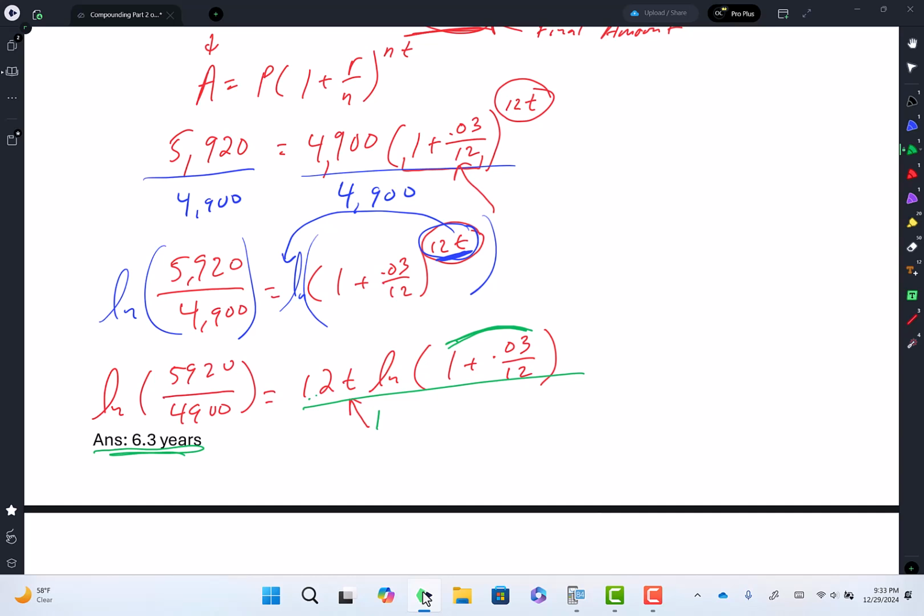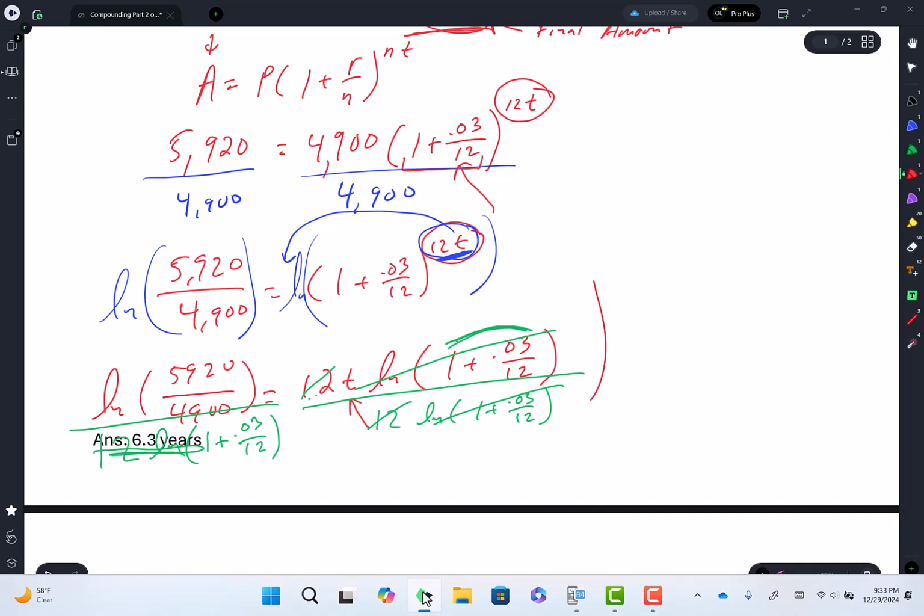So I'm going to divide by 12 ln of 1 plus 0.03 over 12. Whenever you divide that, those cancel out, see, with those. And whatever you do to one side, you do to the other. So I'm dividing by 12 ln of 1 plus 0.03 over 12. So here's how it looks. You're confusing me? All right, I hope I'm not, but if I am, let me know.